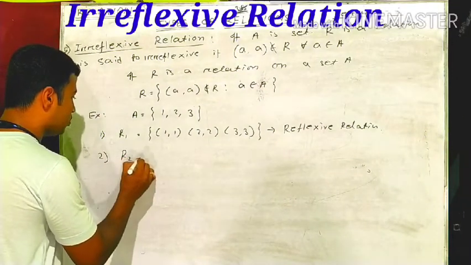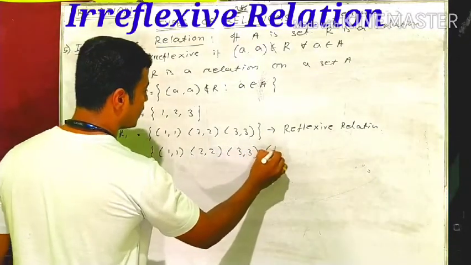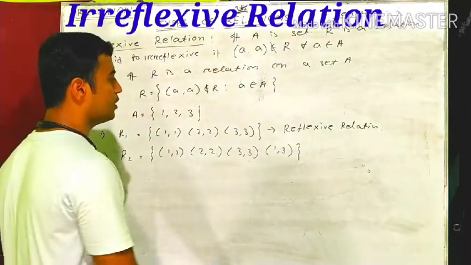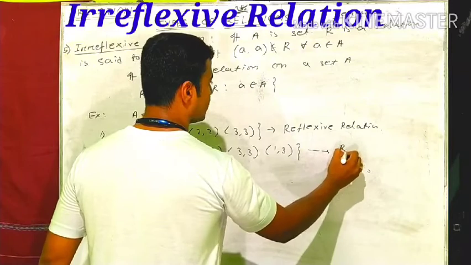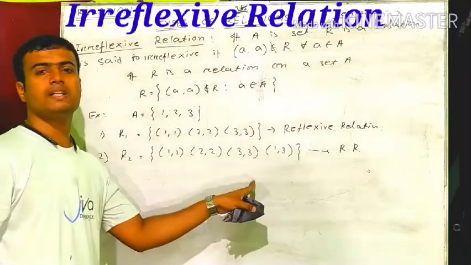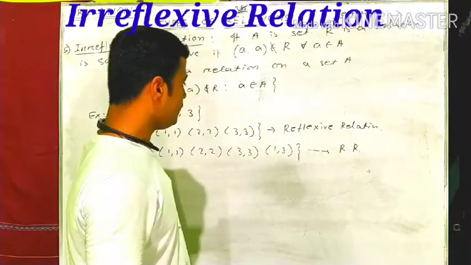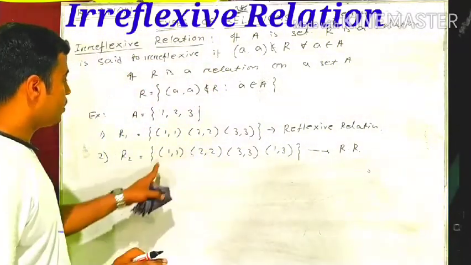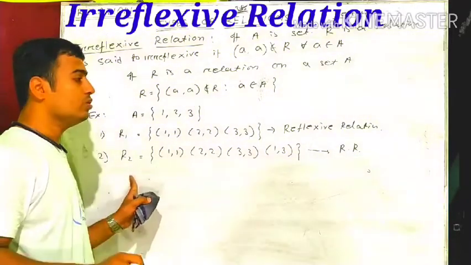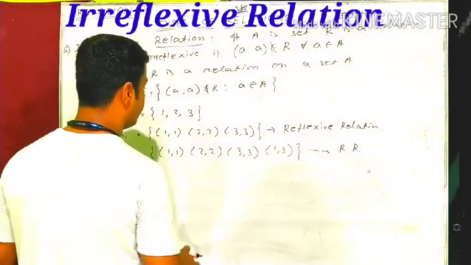Second, R2 is (1, 1), (2, 2), (3, 3), and also (1, 3). This is also a reflexive relation because here (1, 1), (2, 2), (3, 3), the mandatory pairs, are already present. Whether any other pairs are present or not does not matter, but (1, 1), (2, 2), (3, 3) are most important to be present in any relation to be a reflexive relation. So this relation is reflexive.